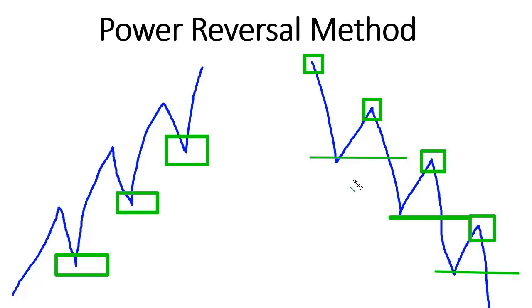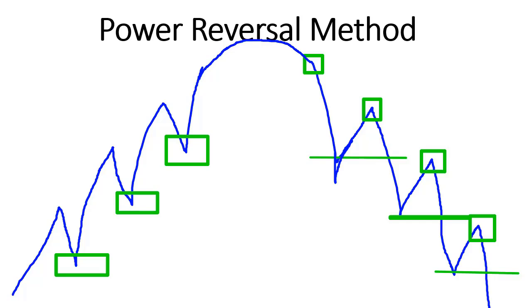So the power reversal method basically puts these two together. Let's do this here. Let's just say, for example, the market went up like that and we had something like that going, right? And then the market did something like this. So you can see how we went from a bull trend, with the market making higher lows, and then the market rallied up, went sideways for a bit, and then dropped back down.